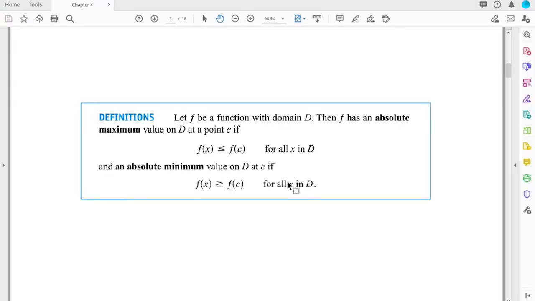First thing, let f be a function with domain D. Then f has an absolute maximum value on that domain at point C if the value of the function at C is always greater than or equal to all other values of that function in that domain. That's called the absolute maximum value, which is also called the largest value of that function. Absolute minimum means it's the smallest value of that function in that domain. So the value at C is called the absolute minimum if this value is always less than or equal to all the values in that domain.